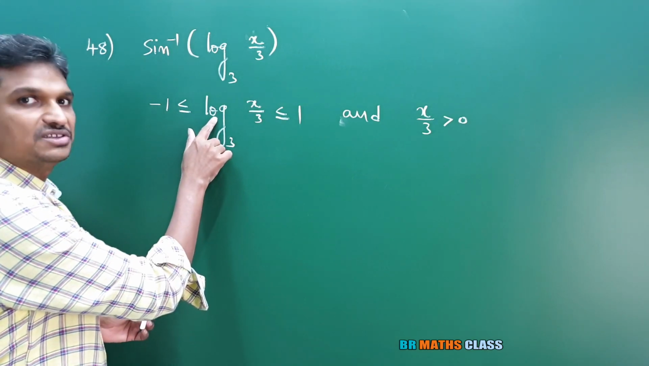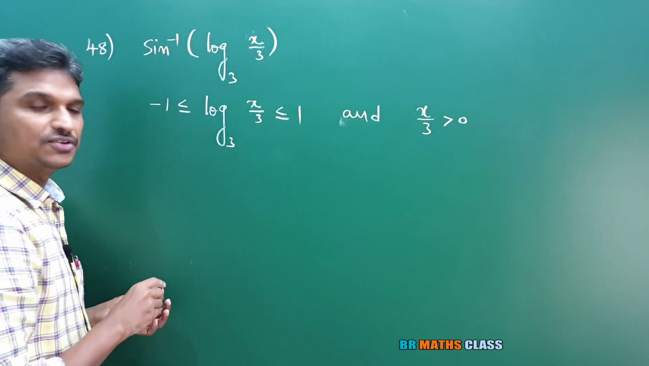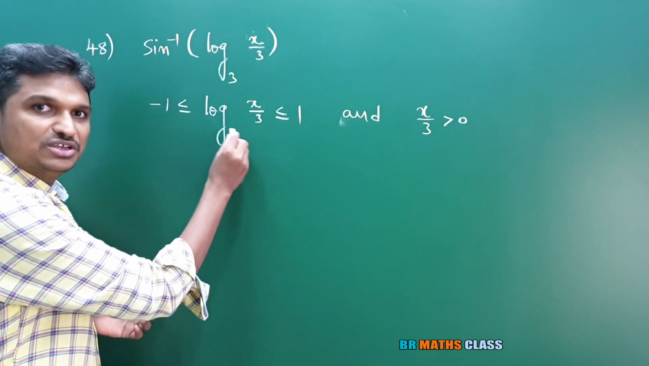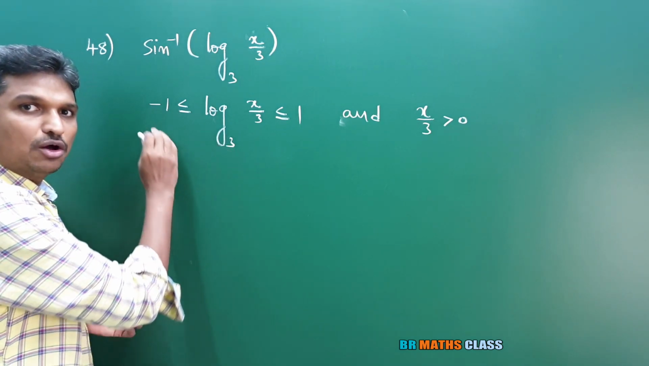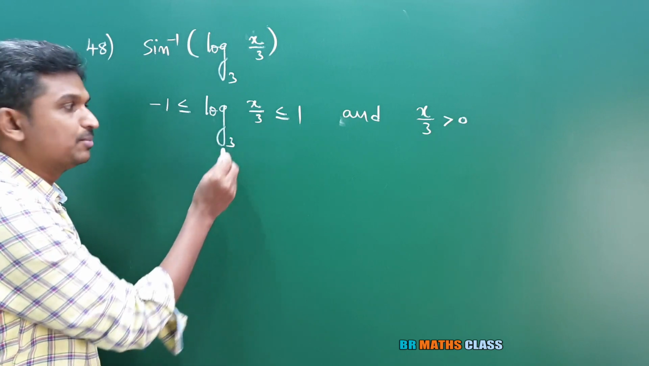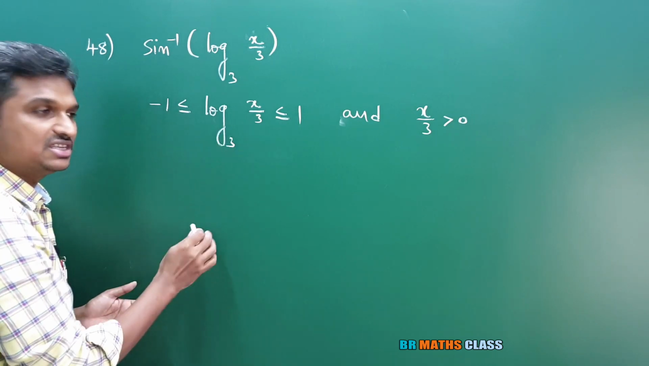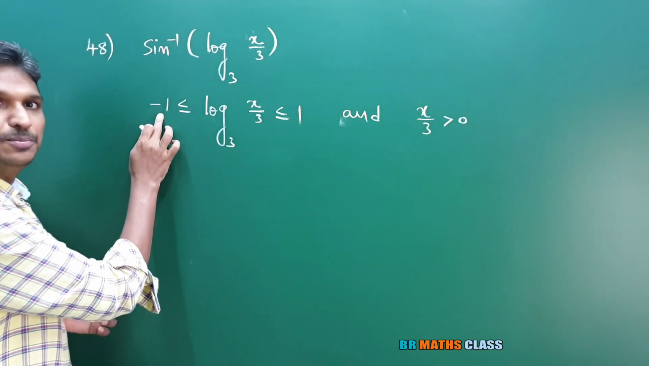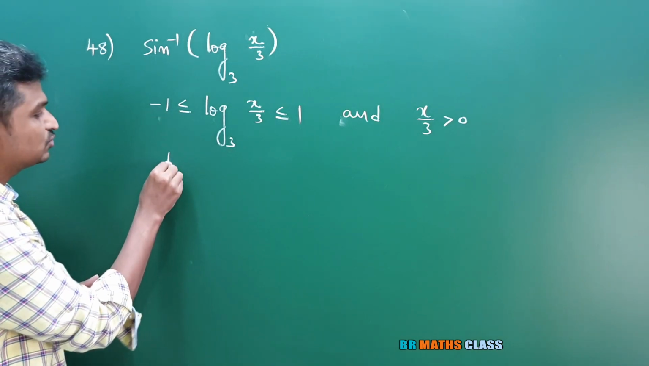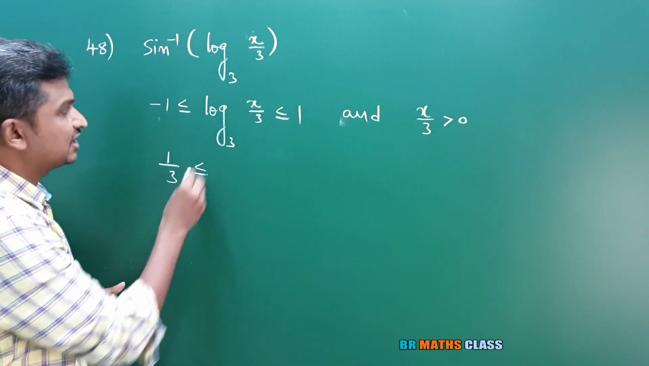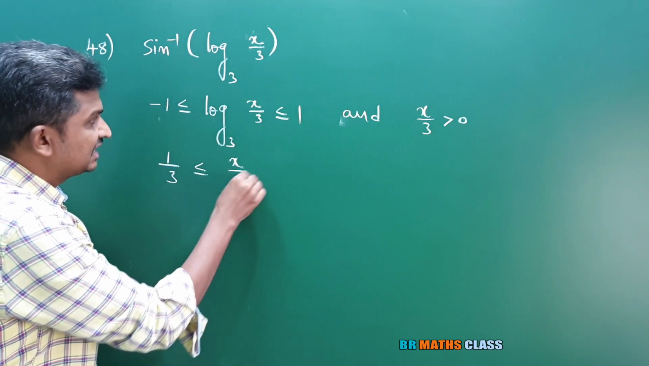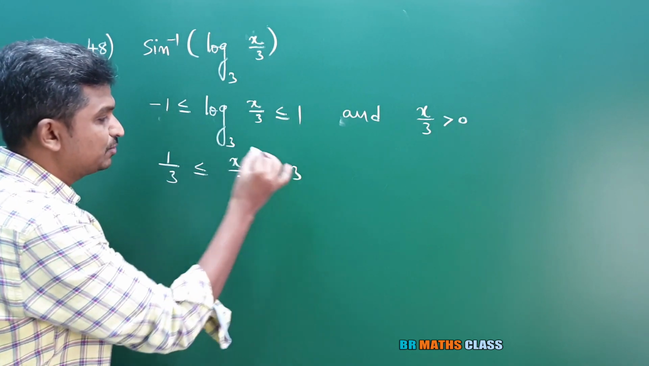Here logarithm is there, directly I will apply the logarithm definition. In the base this value is greater than 1, so when I apply the logarithm definition this inequality remains the same. When this base value is in between 0 and 1, at that time the inequality changes. Okay, you take 3 to this side, 3 power minus 1. 3 power minus 1 is what? 1 by 3 less than or equal to x by 3 less than or equal to 3 power 1. 3 power 1 is 3.